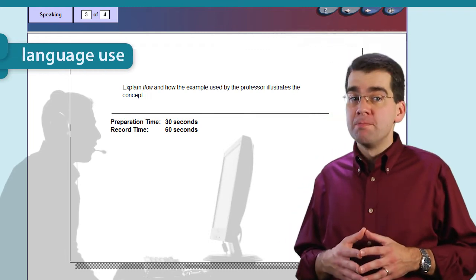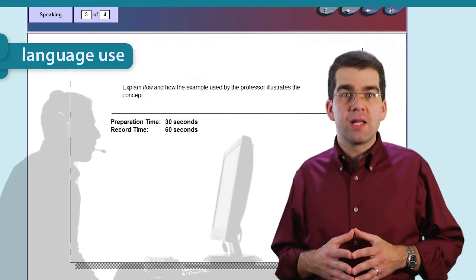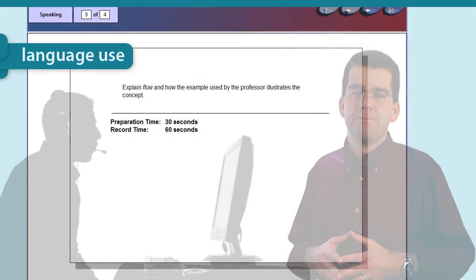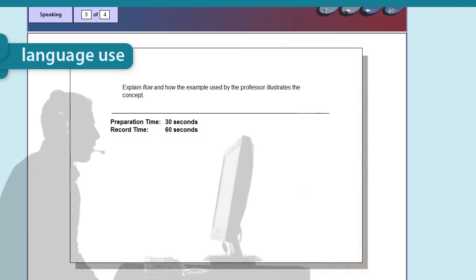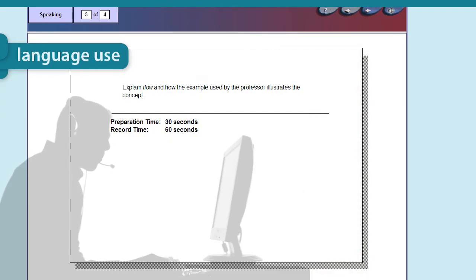In terms of language use, his vocabulary and grammar are both solid, so no major issues there.